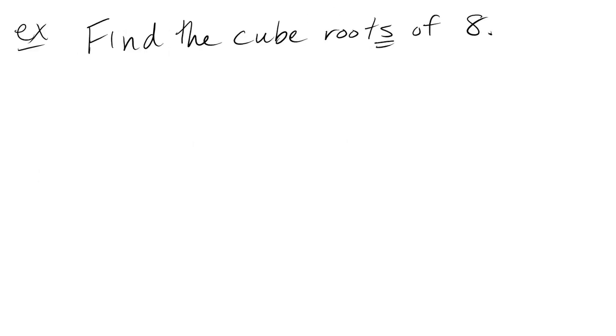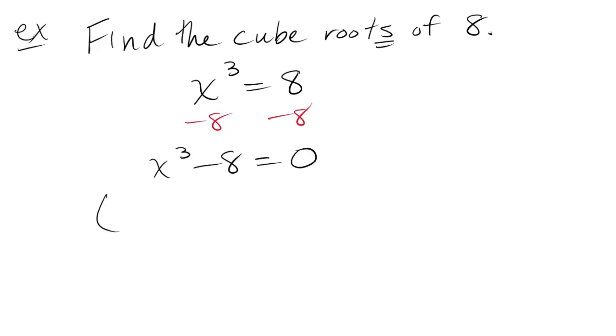So let me set up the equation again. We know that if x is a cube root of 8, then x cubed is equal to 8. And now I'm going to subtract 8 from both sides. Get 0 on one side. That's our standard strategy, right? Extraction of roots didn't work because we can't guess the other cube roots. But if I write it like this and use the difference of cubes formula, I can get those other two solutions.